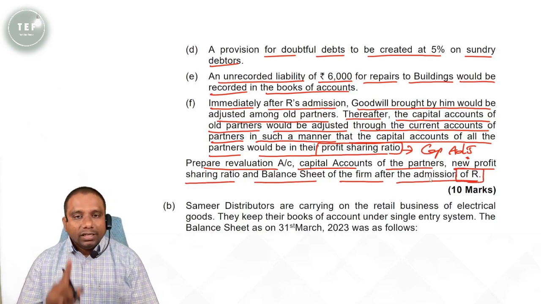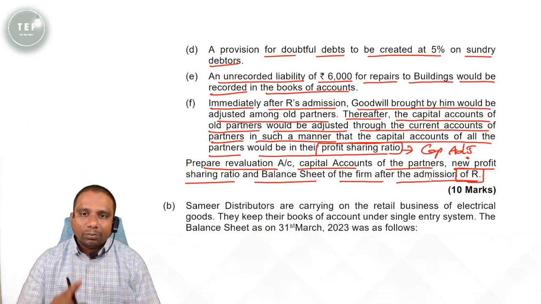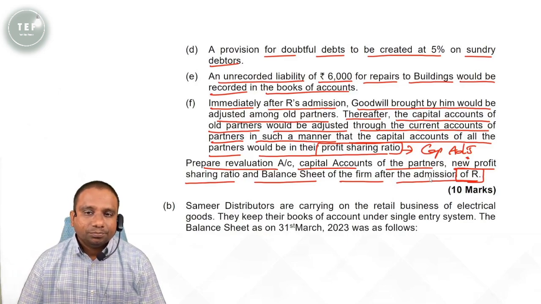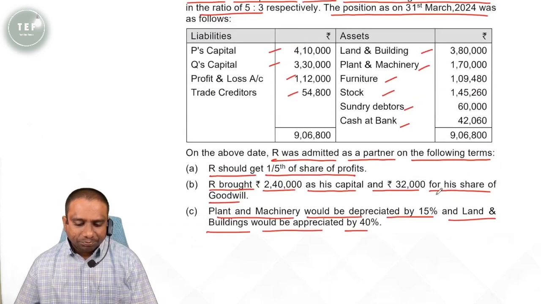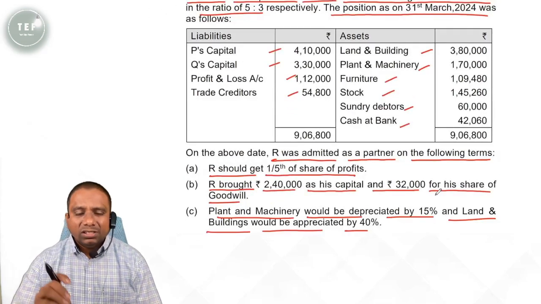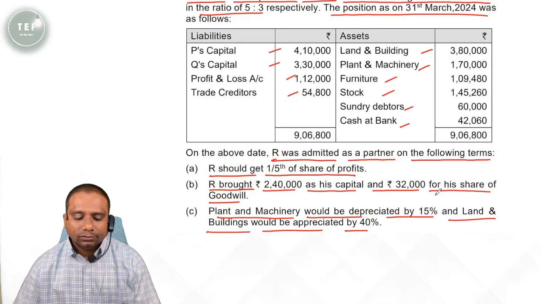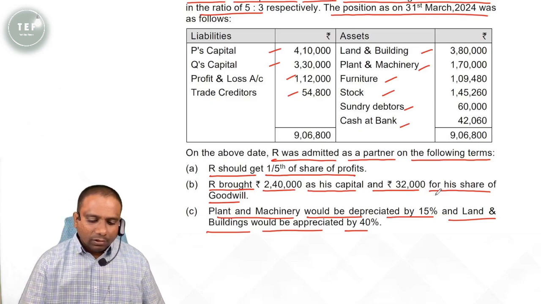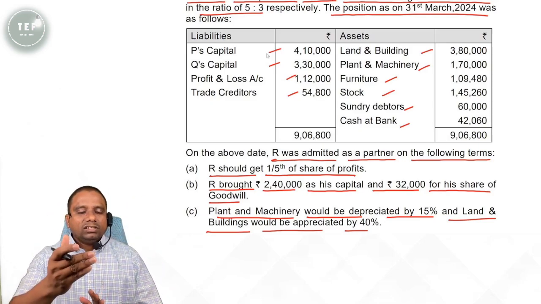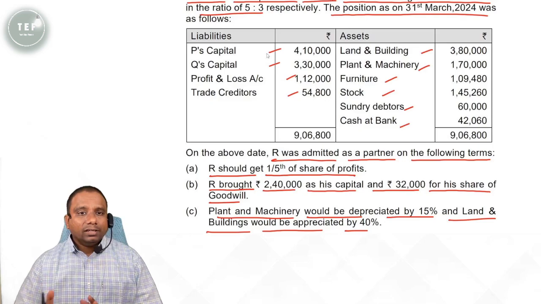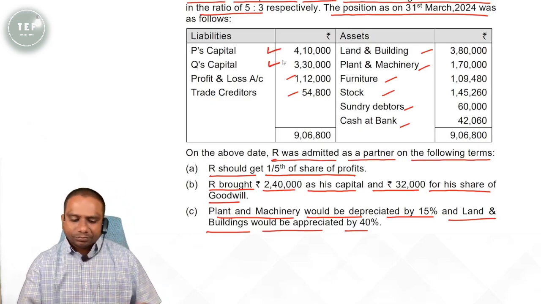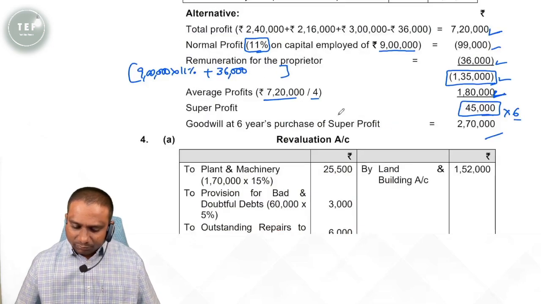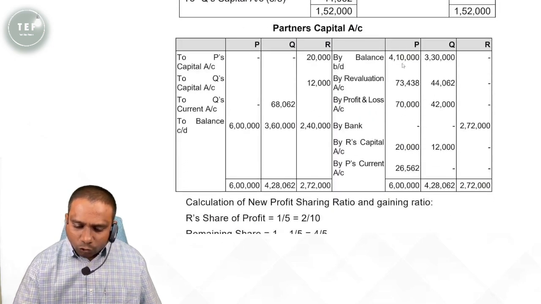Observe, students. Here, first prepare revaluation account, capital account and balance sheet of the firm. When you get this type of problem in the exam, try to solve like this. We have drawn all the formats now: revaluation account, partners capital account and balance sheet. Now look at P capital and Q capital. Show them in the balance sheet as opening balances.